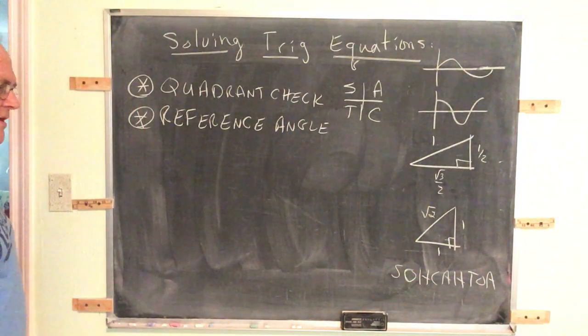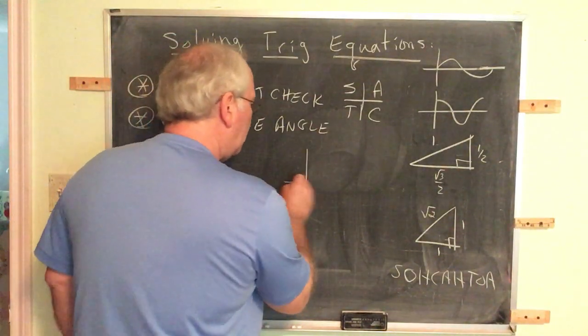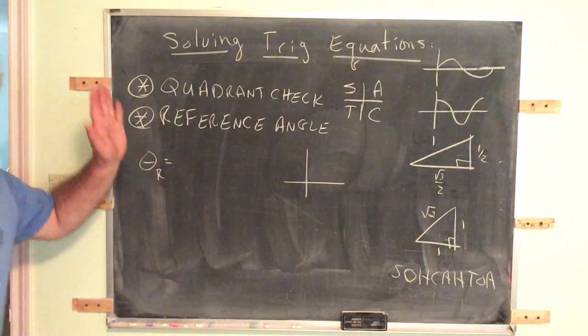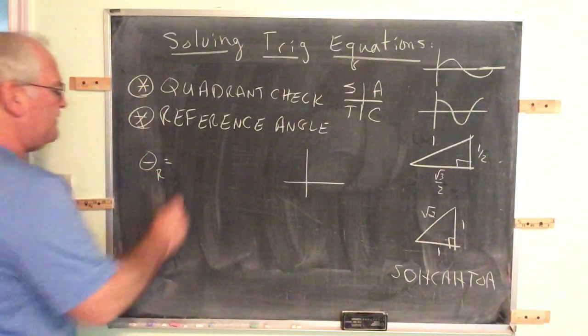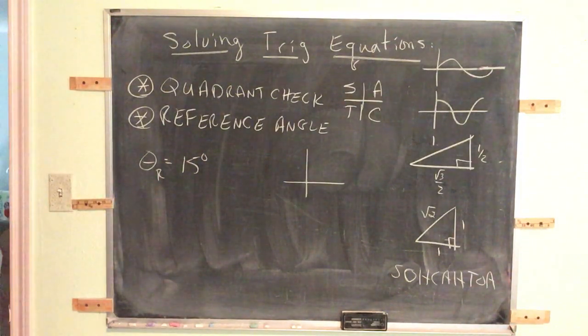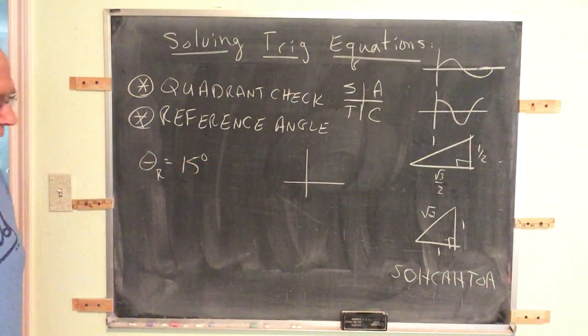Quadrant check and reference angle. Now, let's review reference angle for a moment. Suppose we have theta reference, and again, I'm going to pick a number out of the blue sky. Suppose our reference angle is 15 degrees. Let's do this in degrees this time. So what is theta in each of these four quadrants?